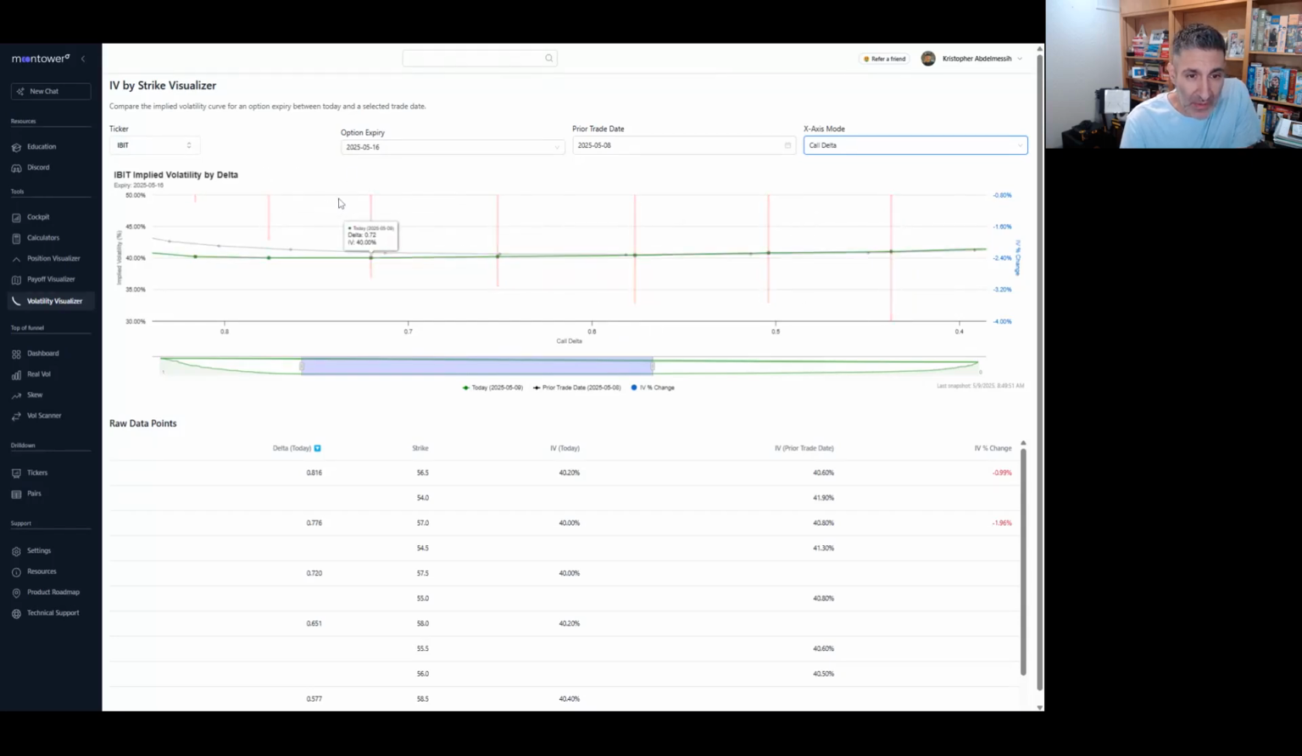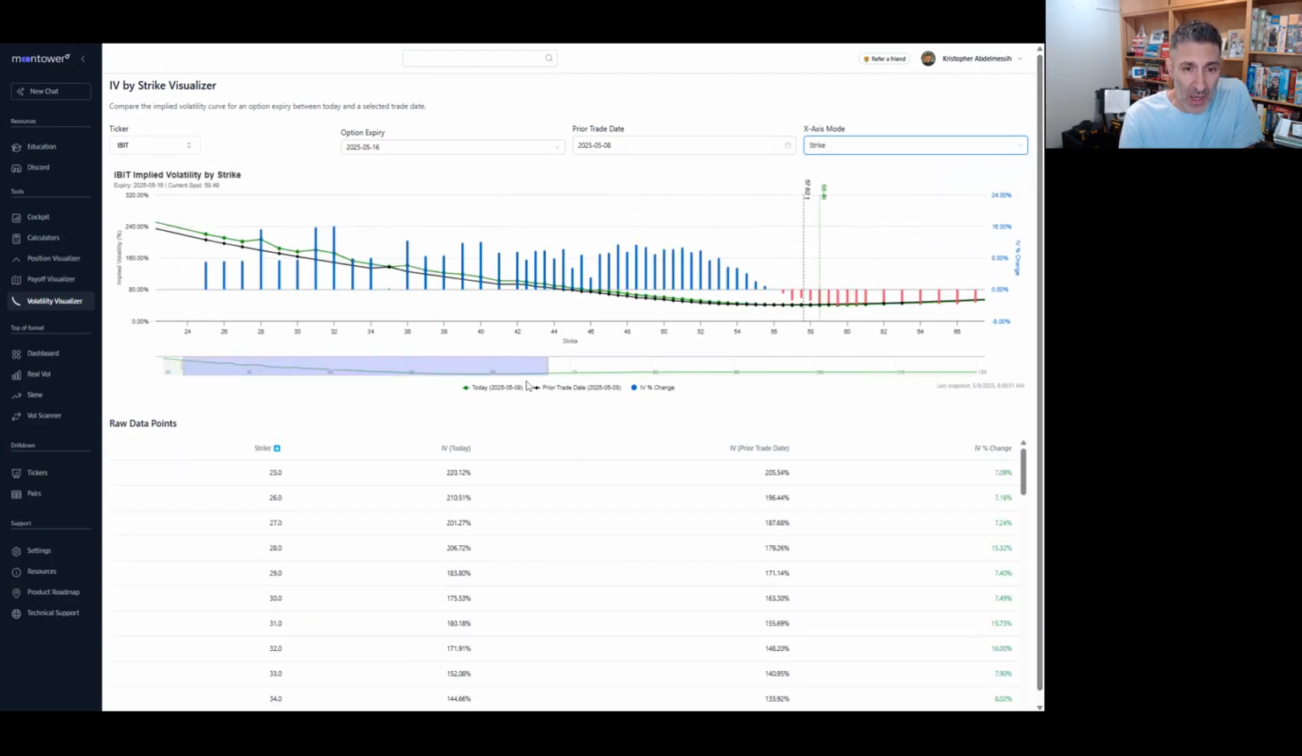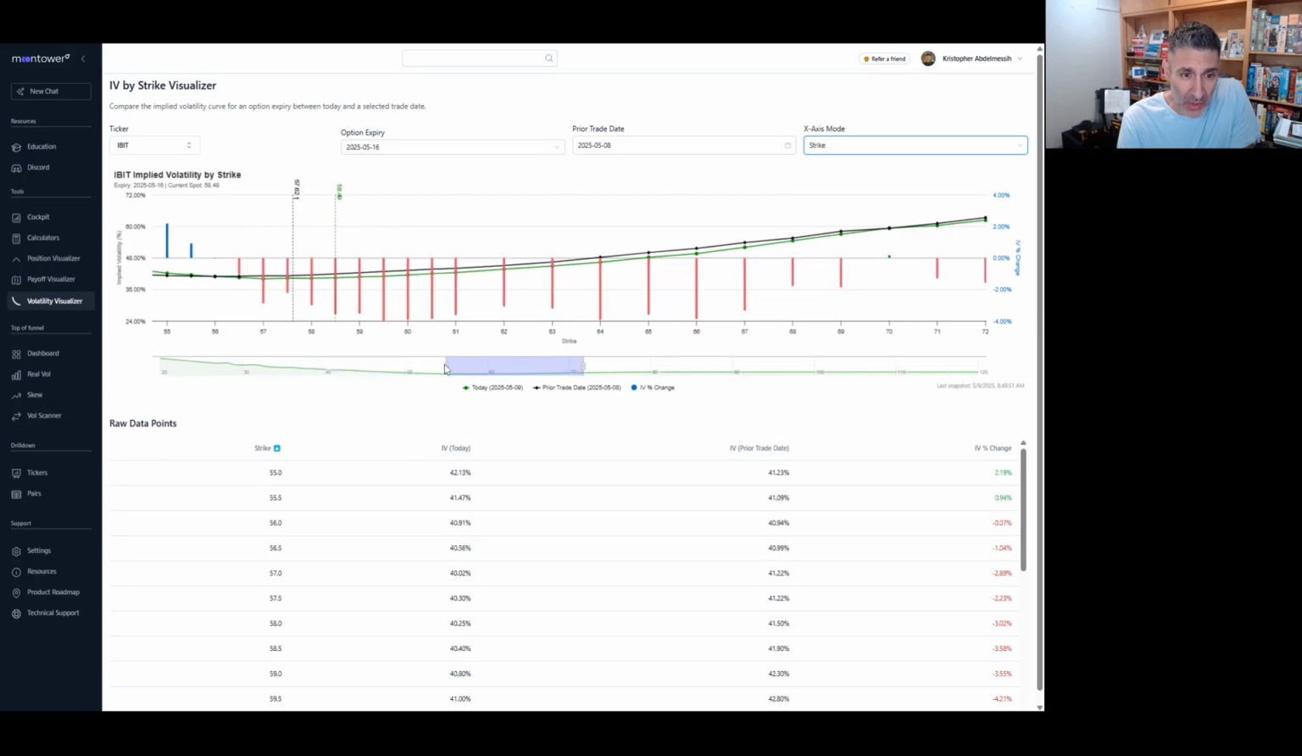Nope, I narrowed it too far. There we go. So you can kind of see the changes by delta. I actually like the strike view more. This one is a bit too compressed at the moment. What I want to show you is, we'll go back to the strike view, because I'll show you something that's kind of neat.